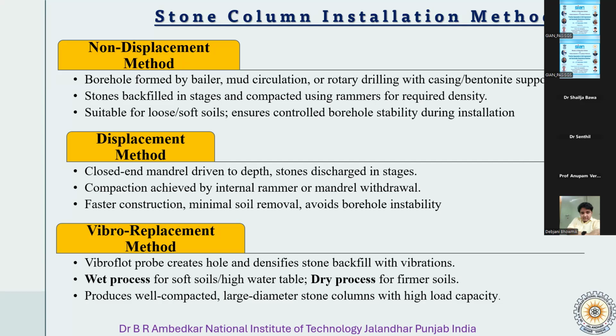So generally, it depends on how the soil moves when we are going to install the stone columns. If it is just displaced, then it is the displacement method. If we are not displacing it, we are taking it out, then it is a non-displacement method, and then the vibro replacement method is there. With the help of the vibro float probe, we create the hole which densifies the adjoining surface and soil, and then stone filling is done with the help of the vibrations.